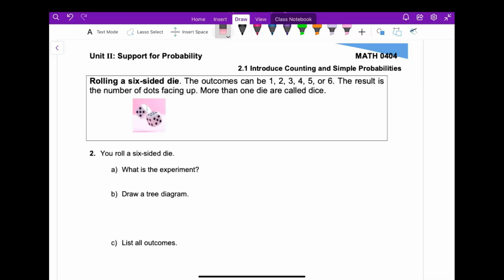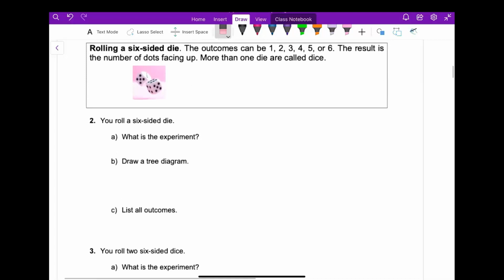facing up. We also have that more than one die is called a dice. So one die, two dice. Let's take a look at question number 2. You roll a six-sided die. So remember, this is the prompt you're getting.